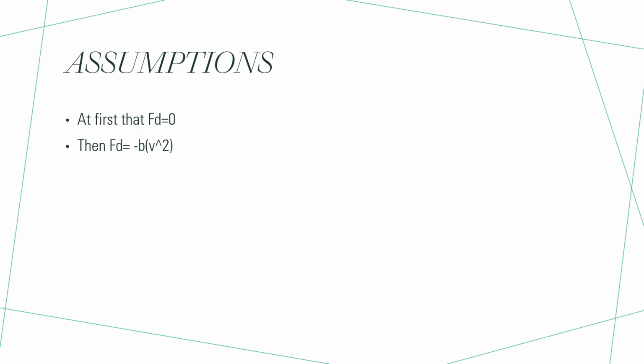The assumptions that were made were, at first, there was no drag force being accounted for, and then we assumed that it was equal to negative b times v squared, and that was assumed to be the drag force present in this experiment.